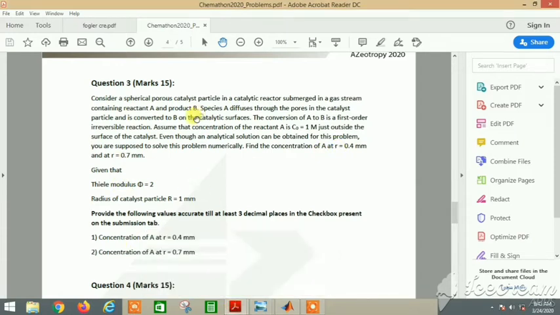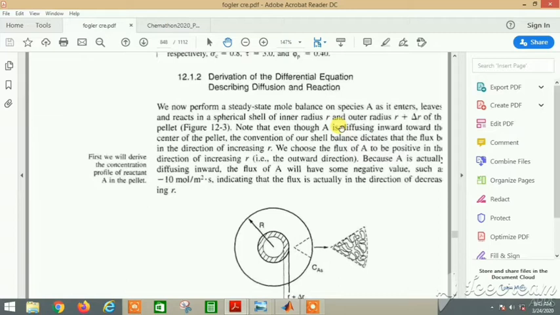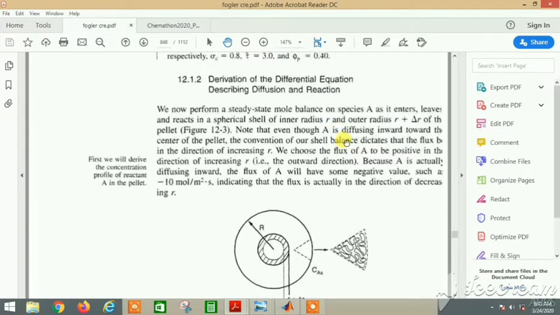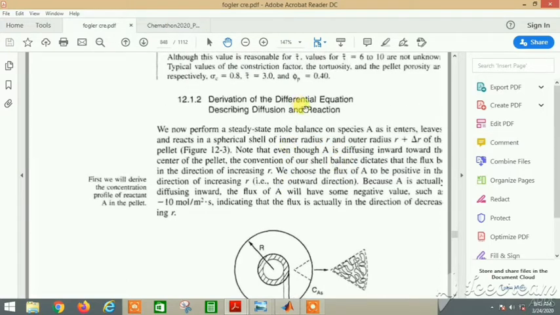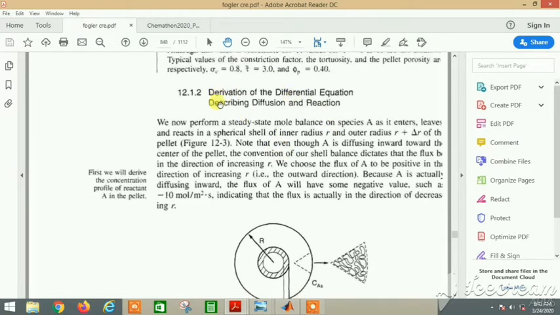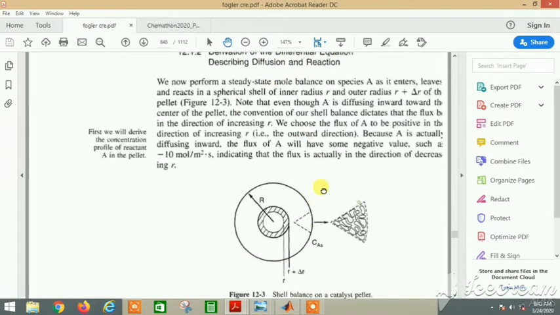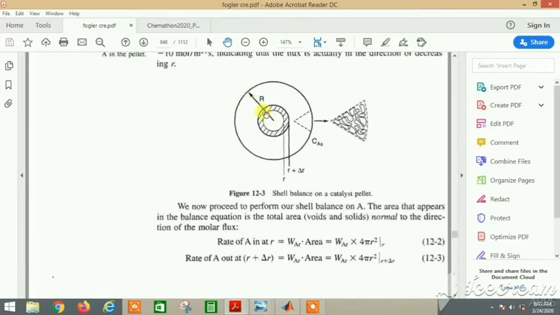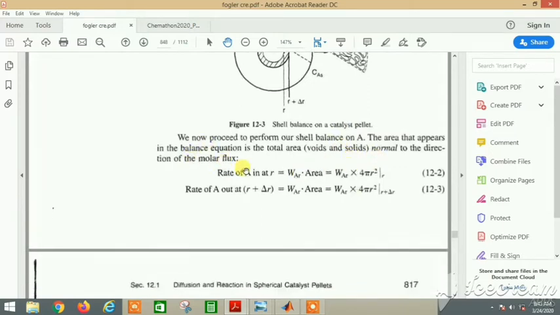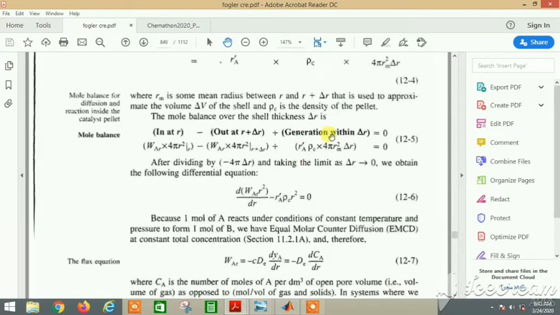So if we move to Fogler's book, Elements of Chemical Reaction Engineering, in the chapter on diffusion and reaction, we find the derivation of the differential equation that describes the sphere. We could go through this. That is my sphere, this is a particular radius r, and we consider a shell at r plus delta r, a small thickness, and we do a mass balance. This is a molar balance, rate in, rate out.